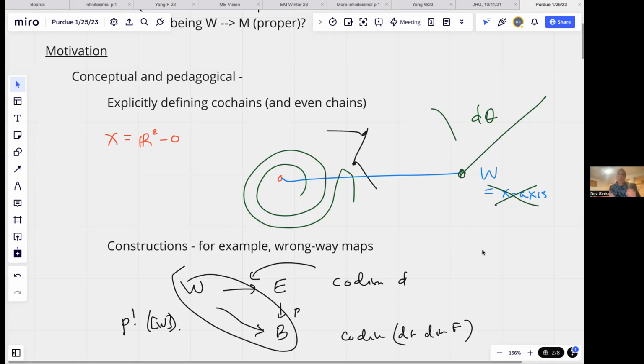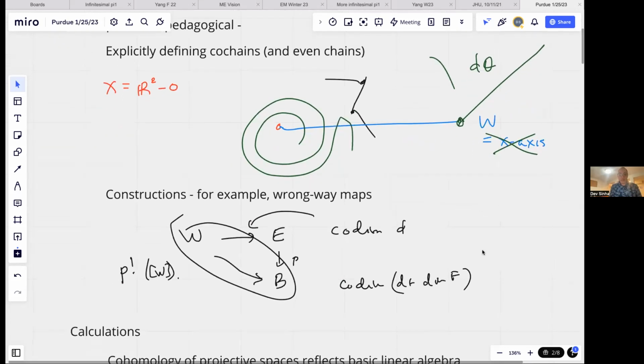And this kind of reasoning can help. Again, this is maybe more of a pedagogical thing. And if you've got a bunch of these maps, you want to understand properties of wrong way maps, basic functoriality is, for example, immediate, then this kind of reasoning is very helpful.